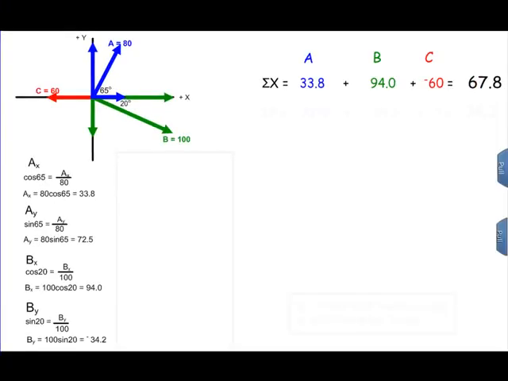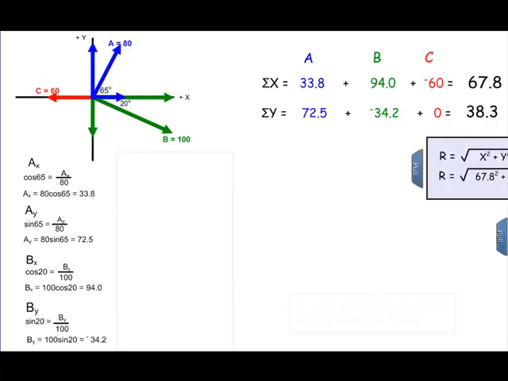Doing the same thing for the y component of vector B, you get B sub y is equal to 100 sine 20, and that's equal to 34.2, and you stick a negative sign on that because it's in the negative direction. So then you write out that expression here. The sum of the y components is equal to 72.5 plus a negative 34.2 plus 0 for vector C is 38.3. Then go ahead and solve it just like we did on the earlier slide.